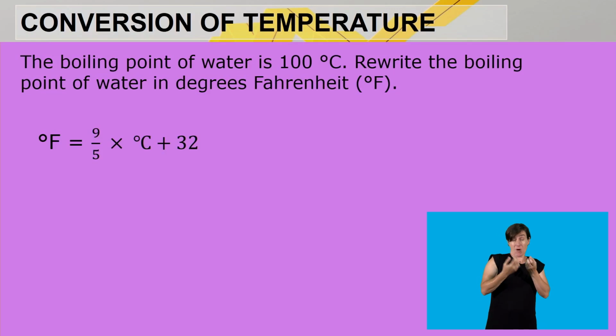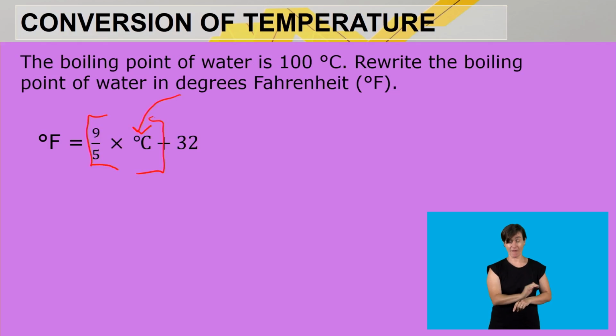The boiling point of water is 100 degrees Celsius. Rewrite the boiling point of water in degrees Fahrenheit. So first of all, we need to choose the correct formula. Here it is. Degrees Fahrenheit is 9/5 multiplied by the degrees Celsius plus 32. Now remember BODMAS here. We are going to substitute first, then multiply by the 9/5, and only after that we will add the 32.